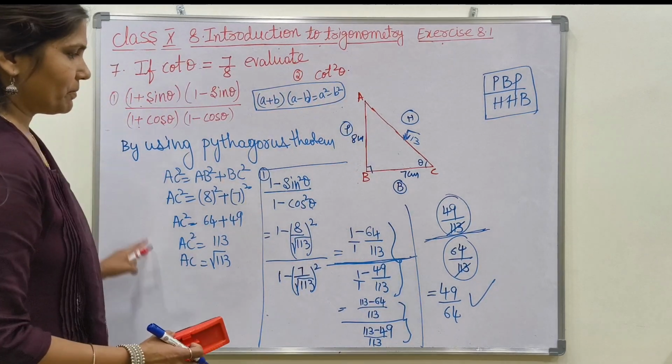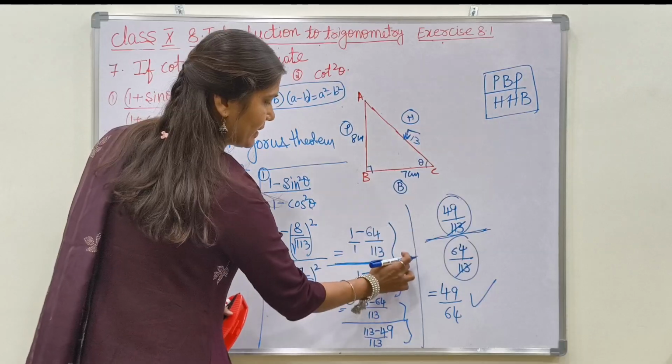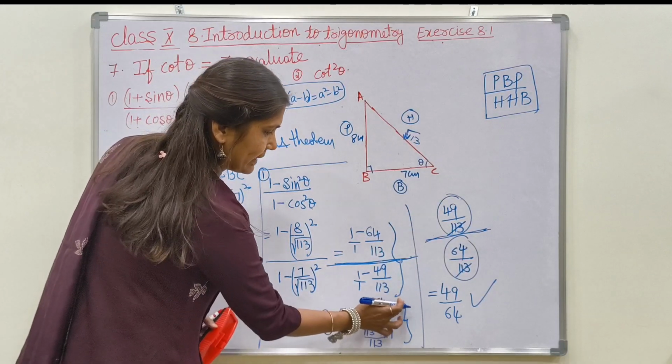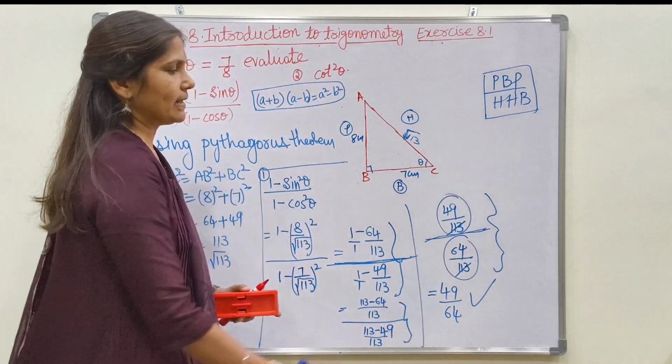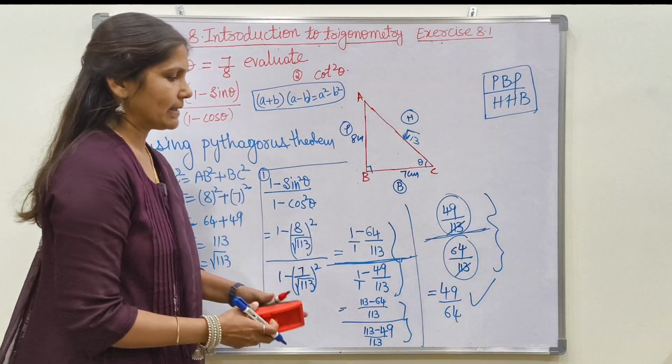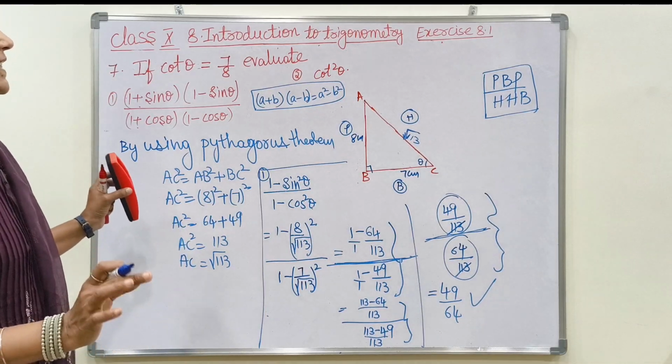Not understood means step by step, once again you watch it. This is one set of solution. Again this is one set of solution. Final answer, this 113 cancel, you will get 49 by 64 is the answer. This is the first answer.